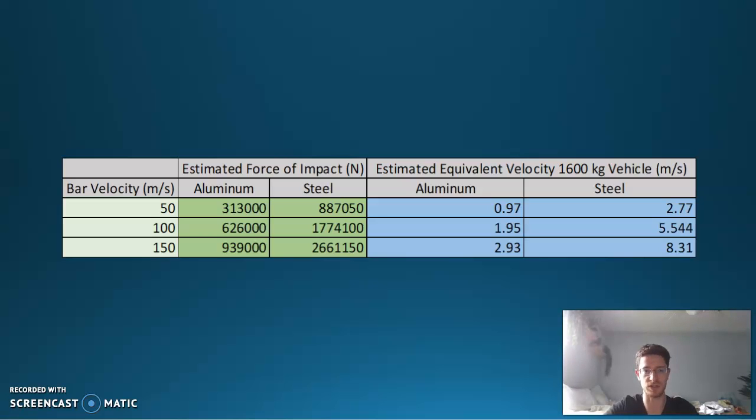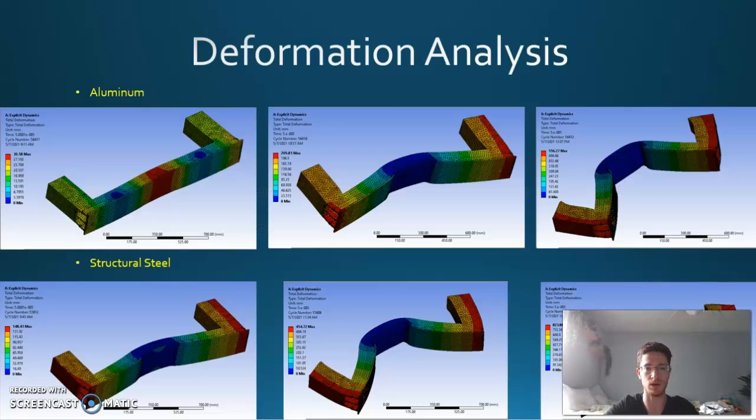But doing the conversion, because the mass of the bars is way smaller than a full car, it was barely deforming the bar because of the lack of weight, even at 100 kilometers per hour or 28 meters per second. So what I did was just increase the velocity so that I would get actual substantial deformation on the bars, and I was able to achieve that, especially with the 150, as you will see on the next slide, which is a deformation analysis.